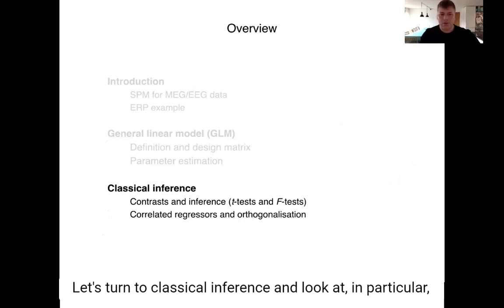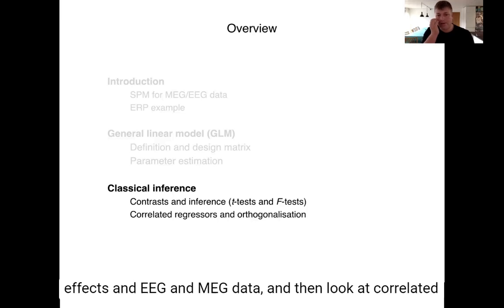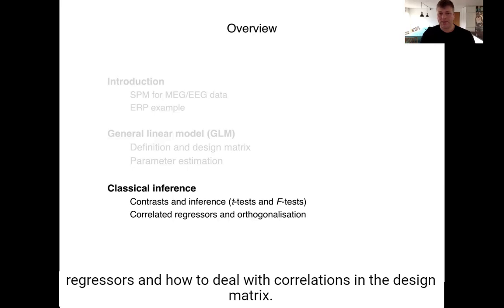So let's turn to classical inference and look at, in particular, what contrasts we can use in T and F tests to make inferences about effects in EEG and MEG data, and then look at correlated regressors and how to deal with correlations in the design matrix.